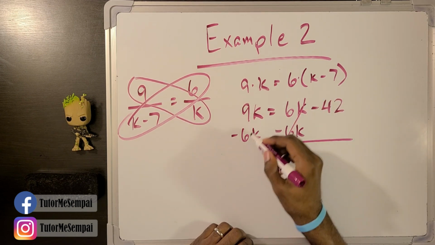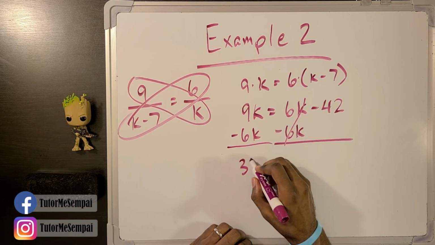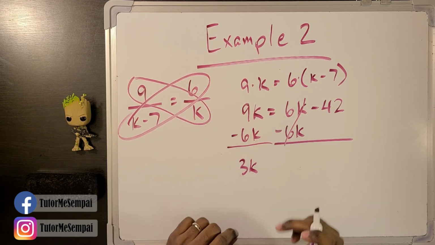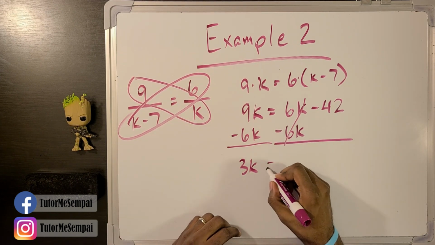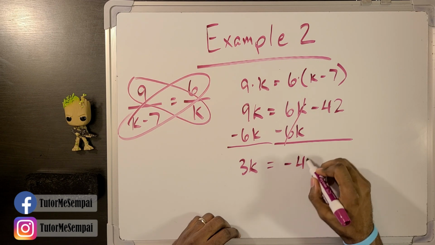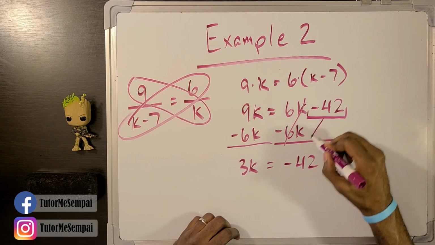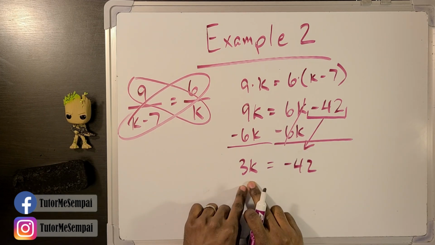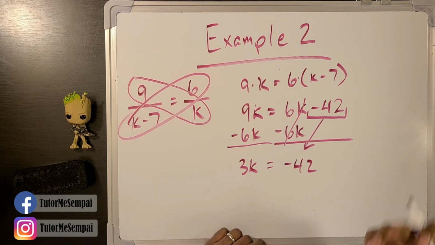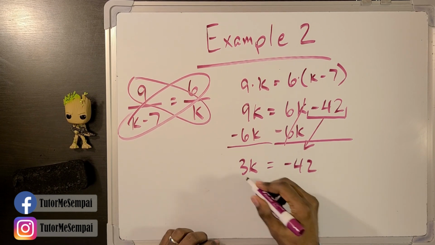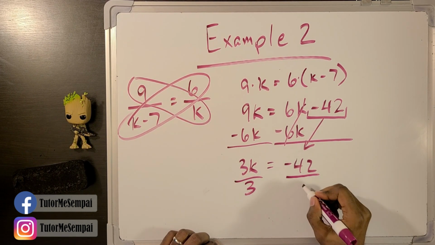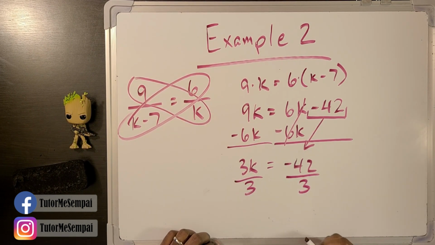That cancels out, and I'm left with 3k, right? 9k minus 6k gives us a 3k equals negative 42. Don't forget your negative. The whole thing has to come down. So we have 3k equals negative 42. Remember, we want to get k by itself. That means we're going to have to divide both sides by 3.